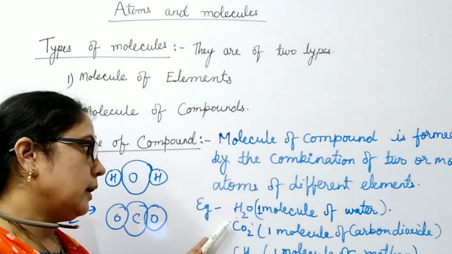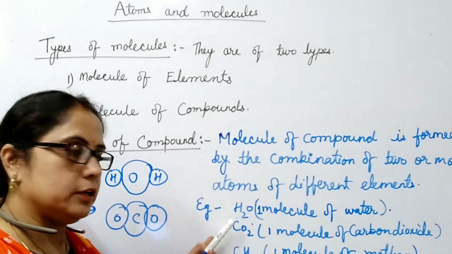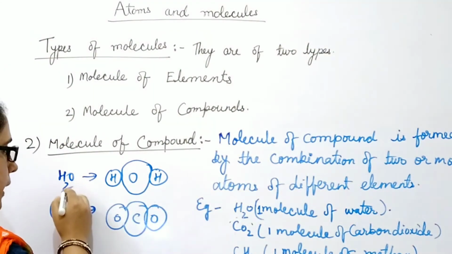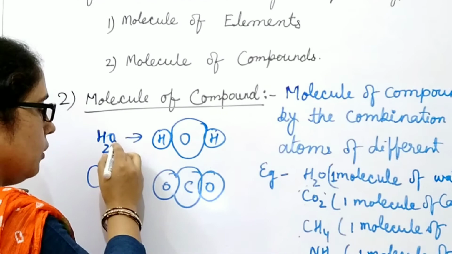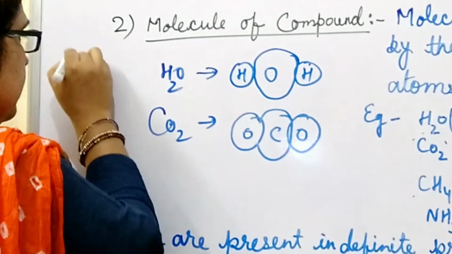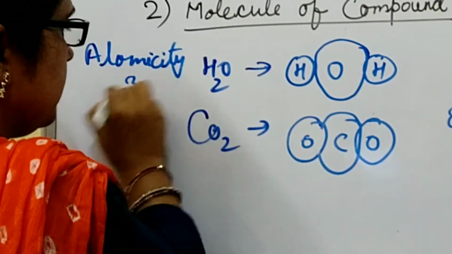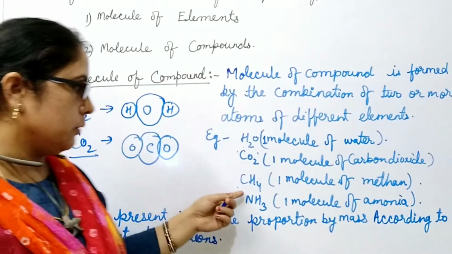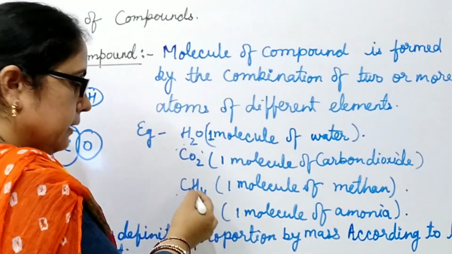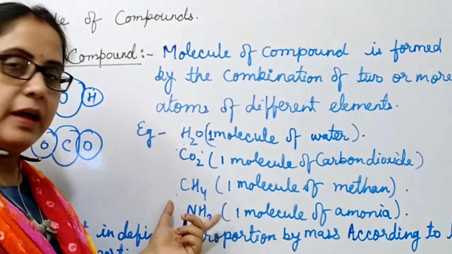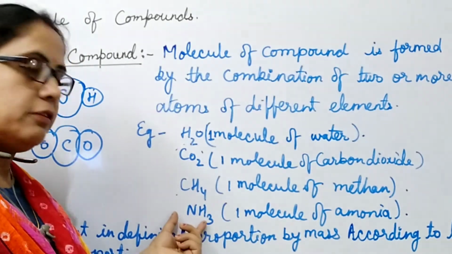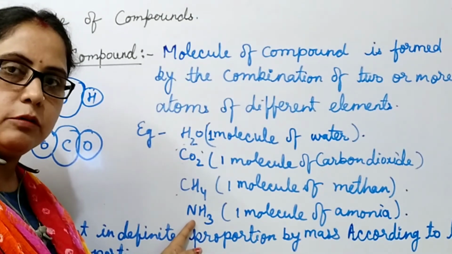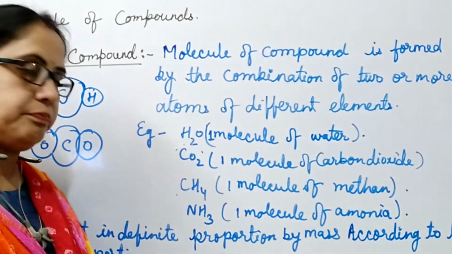Then we find out the atomicity of these molecules. Atomicity of water: 2 atoms of hydrogen and 1 atom of oxygen, so its atomicity is 3. Atomicity of carbon dioxide is also 3. Atomicity of methane is 4 plus 1, that is 5, because 5 atoms are present. In the case of ammonia, atomicity is 3 atoms of hydrogen and 1 atom of nitrogen, that is 4.